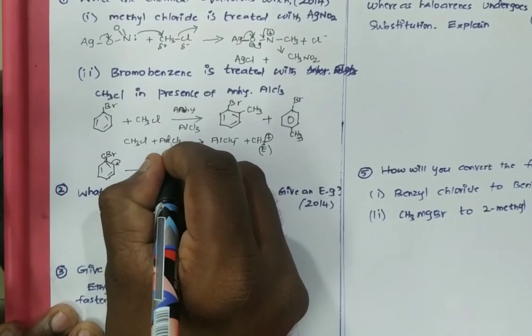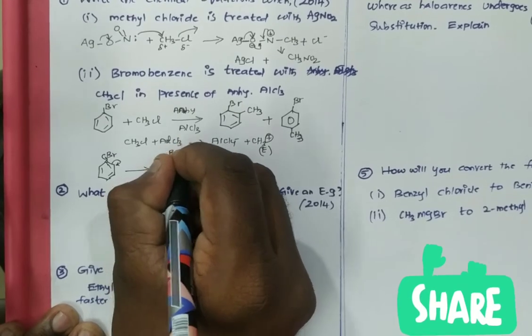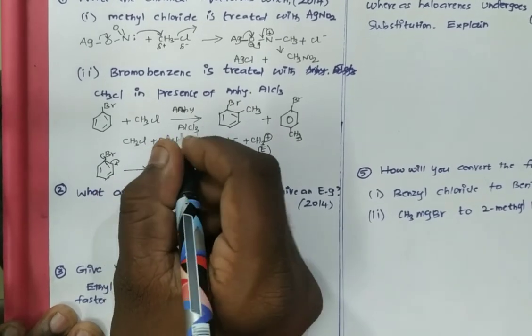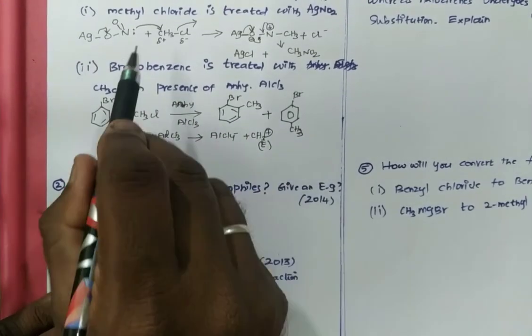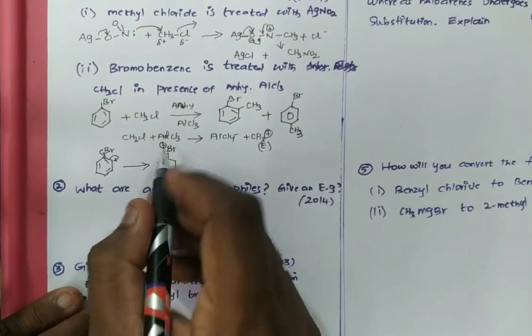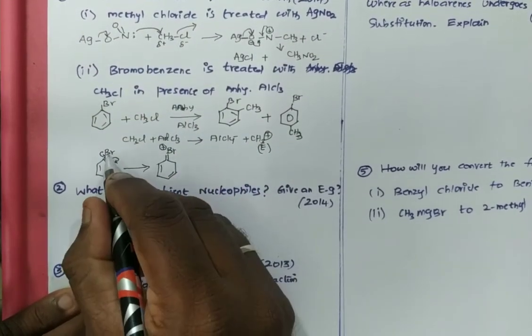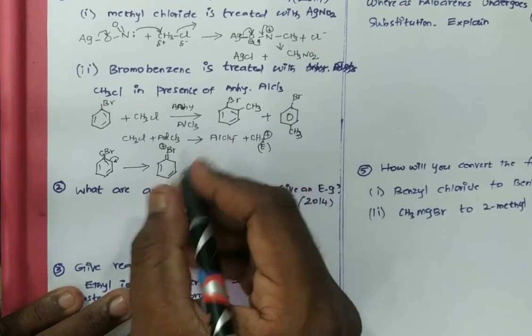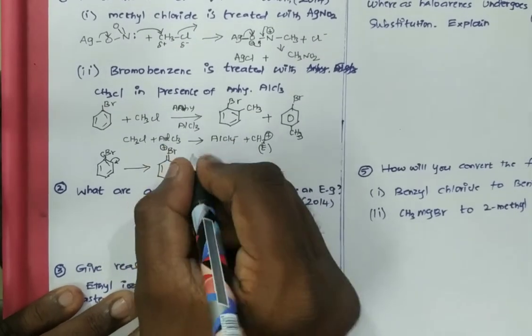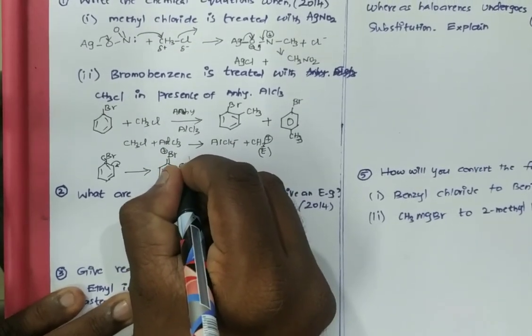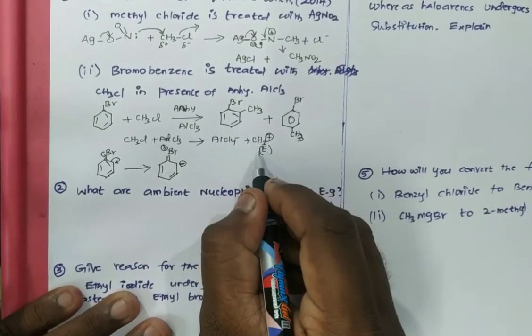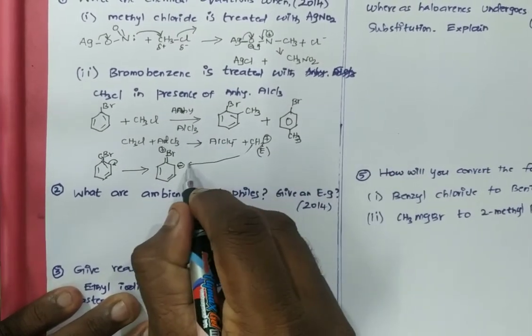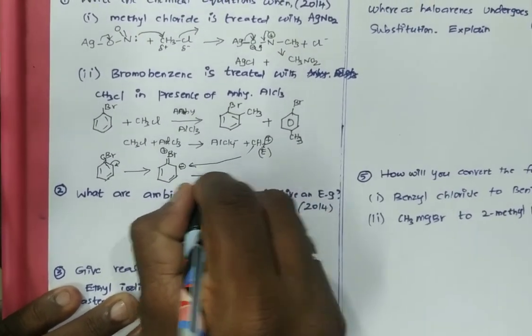Because of electron donation, it gets a double bond to Br and also a positive charge. This lone pair is given to this position, so it attacks the positive charge. Now this position will attain a negative charge. Now the electrophile will come and attack easily to form a product.